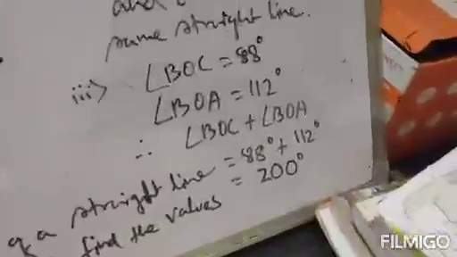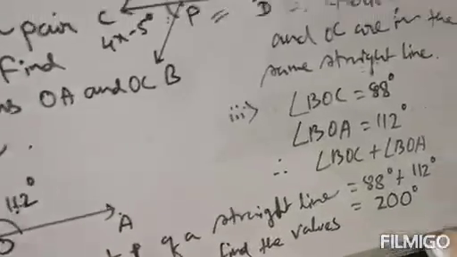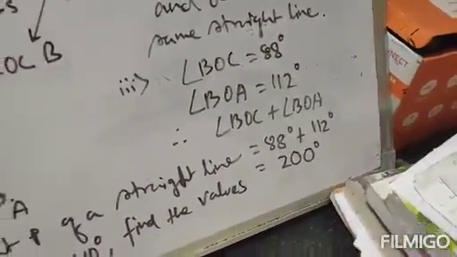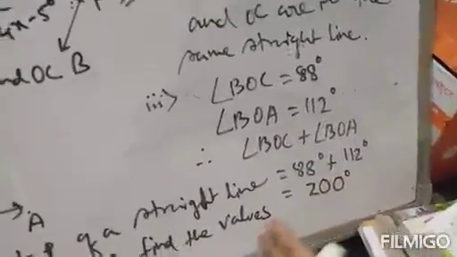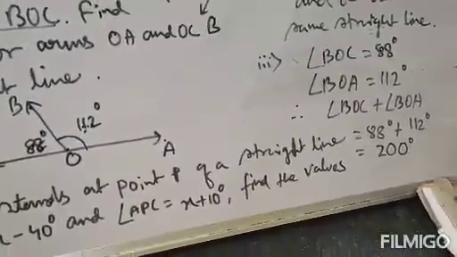Clearly it is not 180 degree. That means the exterior two arms OA and OC will not be in a straight line, because if the sum would have been 180 degree, only then the two arms will be in a straight line. But the sum is 200 degree, so that means we cannot say that the two exterior arms OA and OC will be in a straight line.